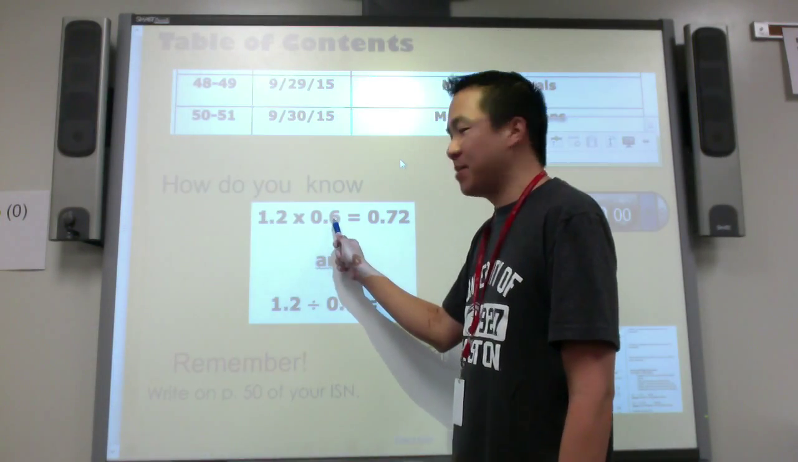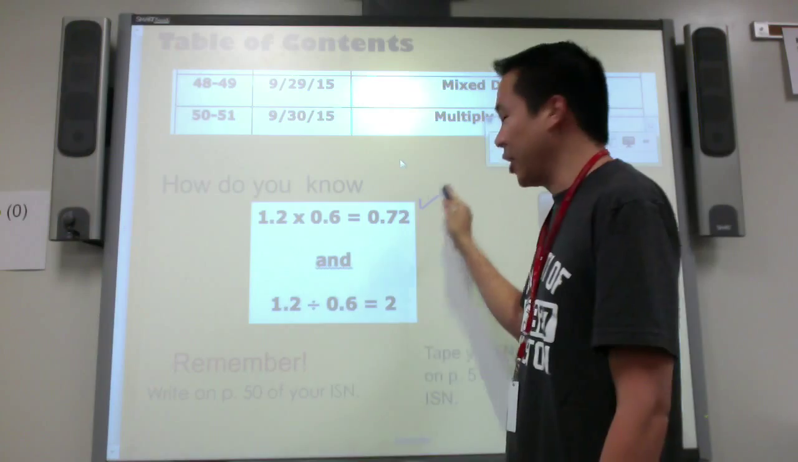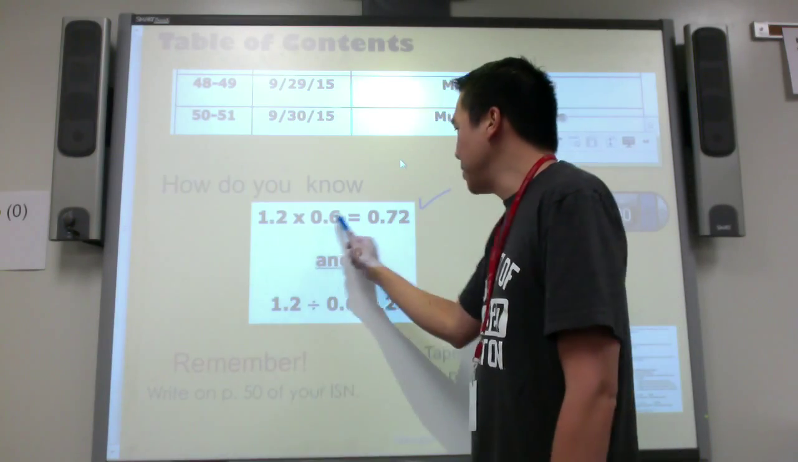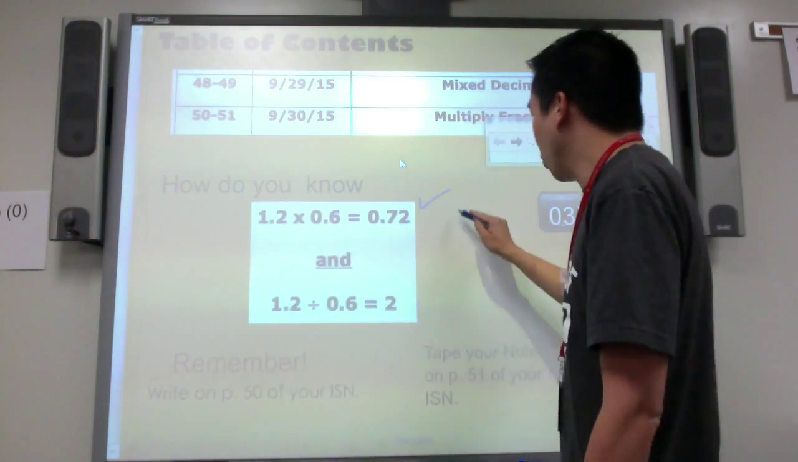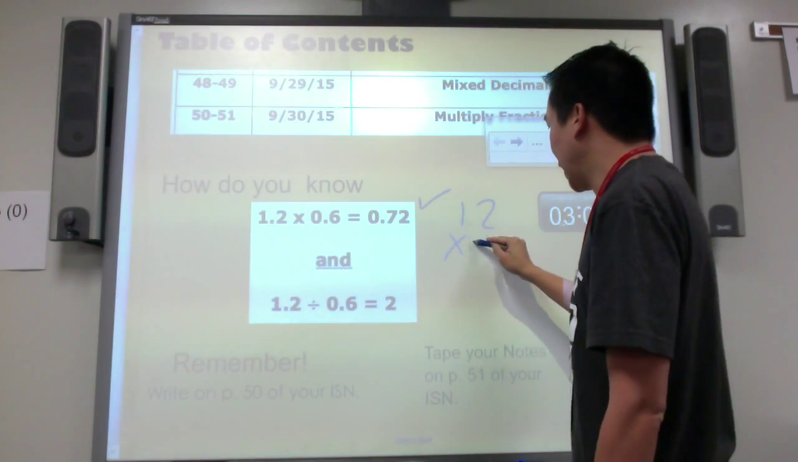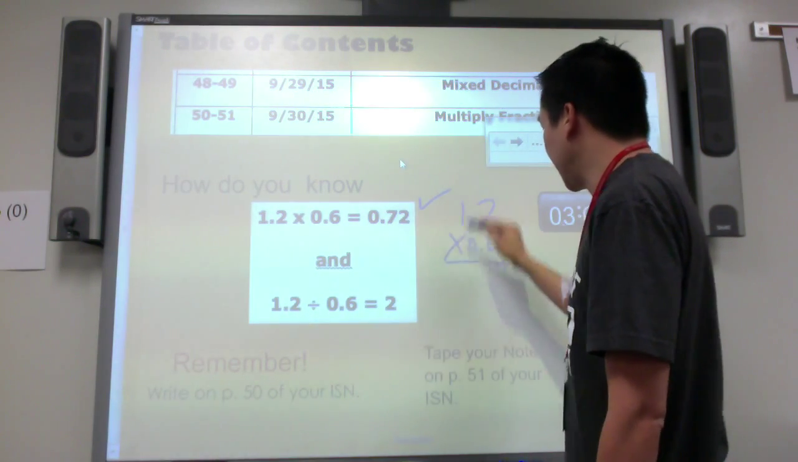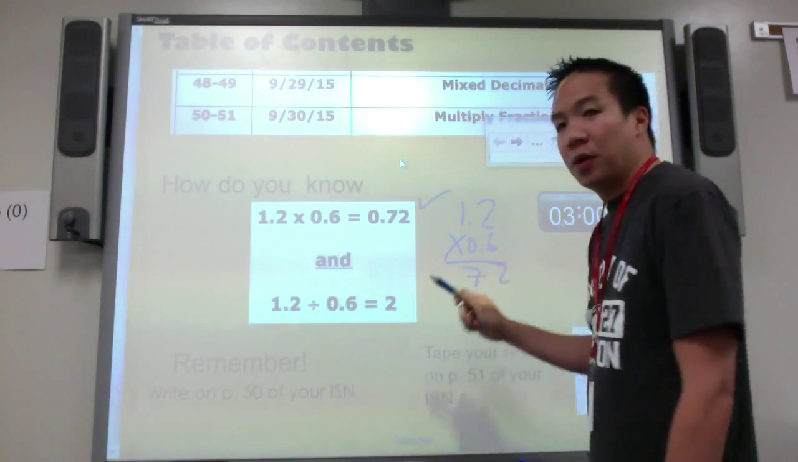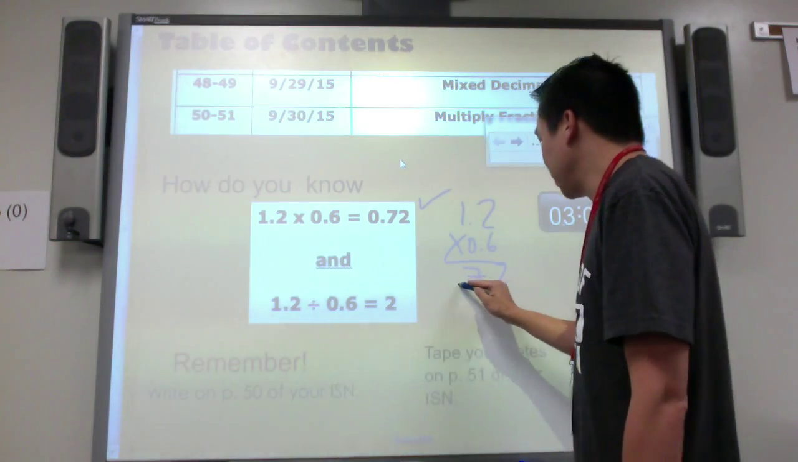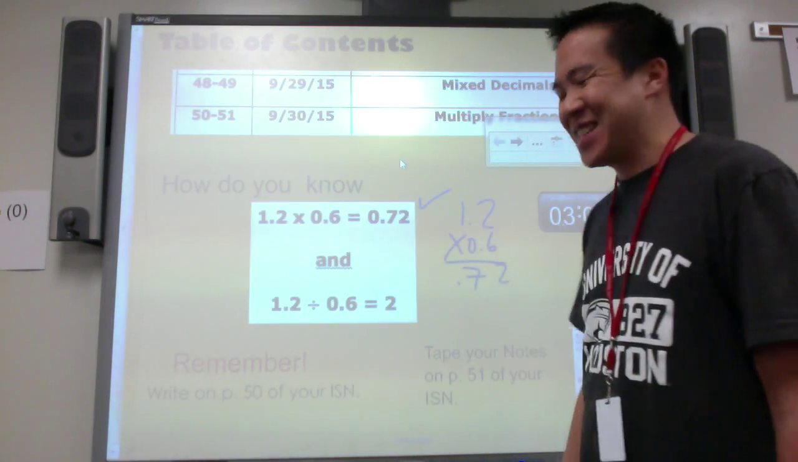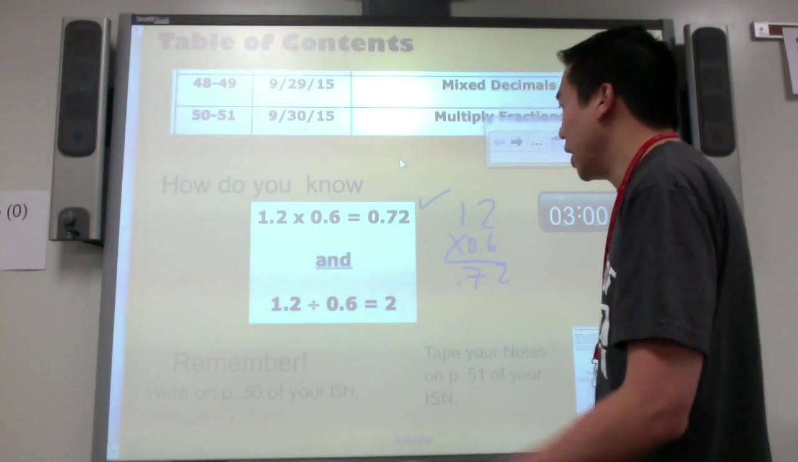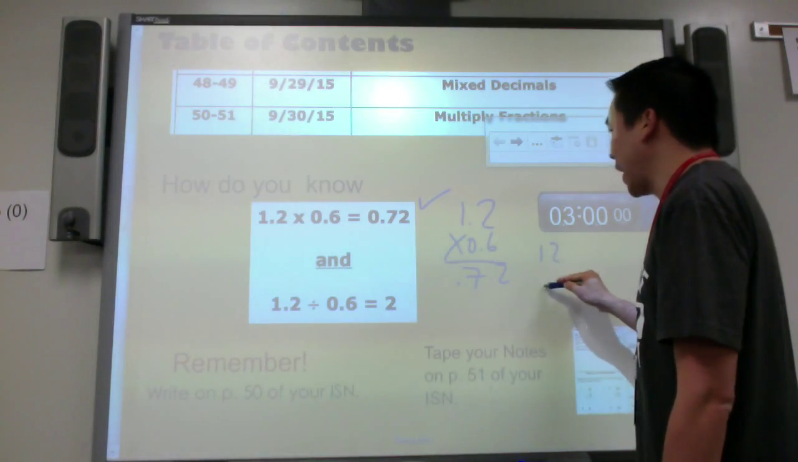Tenths place times tenths place is hundredths. 12 times 6 is 72. Another way you could do it is this way: line up the decimal point and multiply. There are 2 digits behind the decimal point, so I need 2 digits behind my decimal point. 72 hundredths.